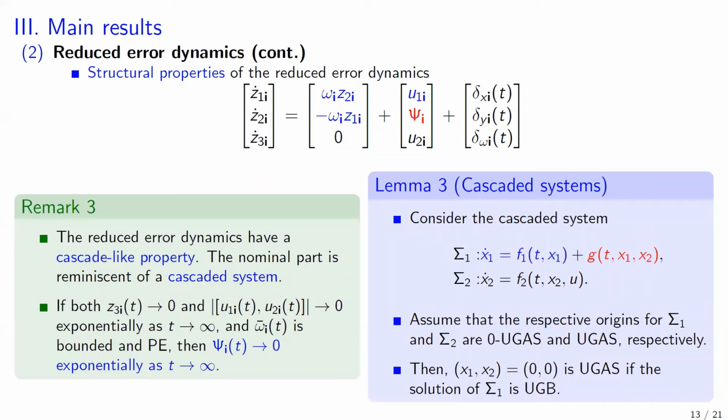And the second property is that the error system has a cascade-like property. That is, the nominal part is reminiscent of a cascade system, which is shown here. So for this cascade system, the system sigma 2 is decoupled from sigma 1. Here we have a similar structure for the error system. That is, the third equation is decoupled from the first two equations. And if theta_a14 goes to 0, then this interconnection term, psi i, goes to 0. So the error dynamics is a cascade-like system.